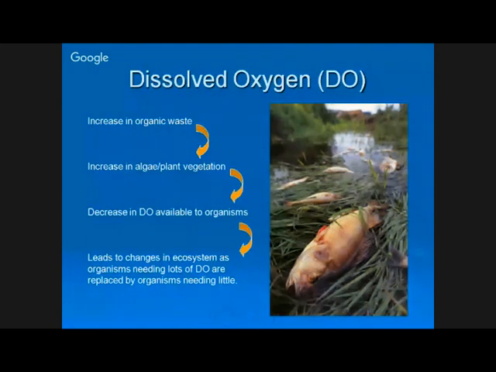Here again, the importance of dissolved oxygen. Here you can see an increase in organic waste, meaning if this water is contaminated due to organic waste, there is an increase in algae and plant vegetation, and consequently a decrease in DO level, which is harmful to the organisms.